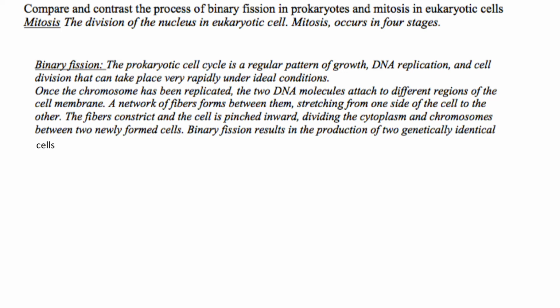Binary fission also results here in the production of 2 genetically identical cells. The same is for mitosis, when mitosis results in the production of 2 genetically identical cells. But the difference is that mitosis takes place in eukaryotic cells and binary fission in prokaryotes.